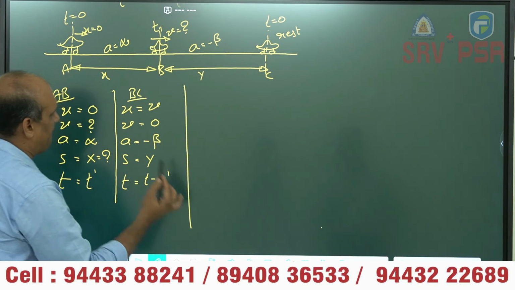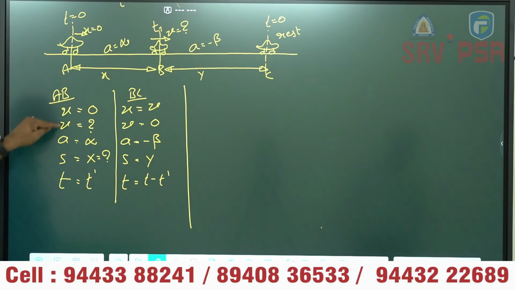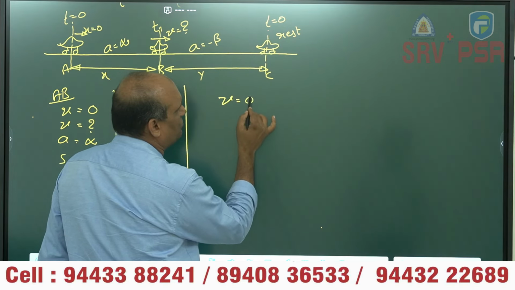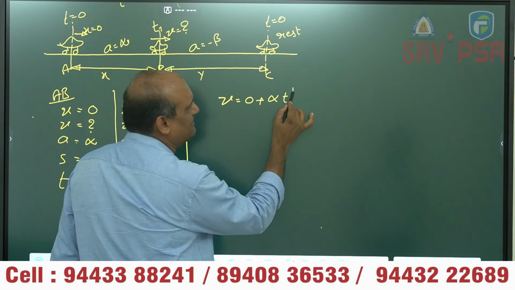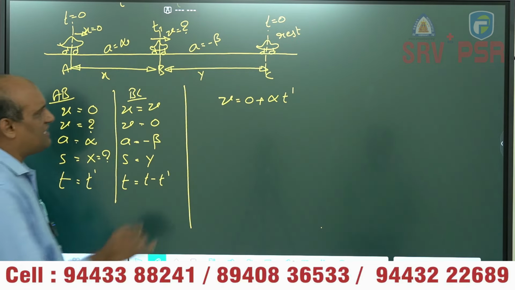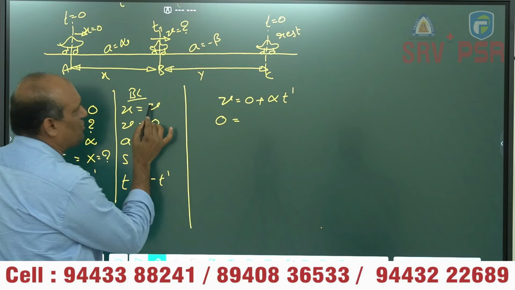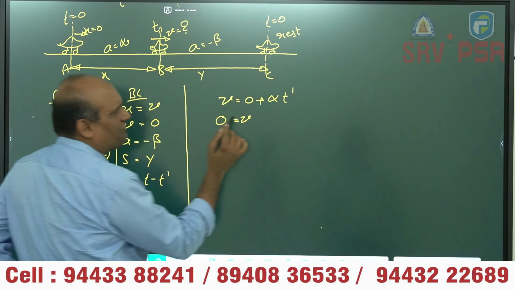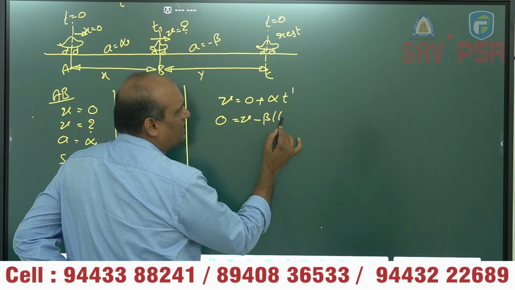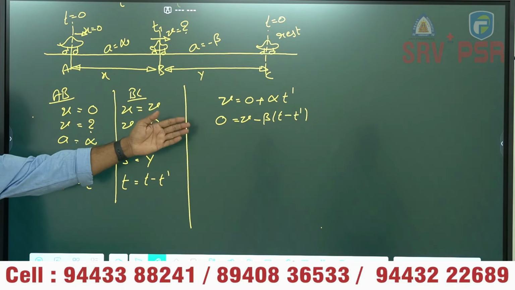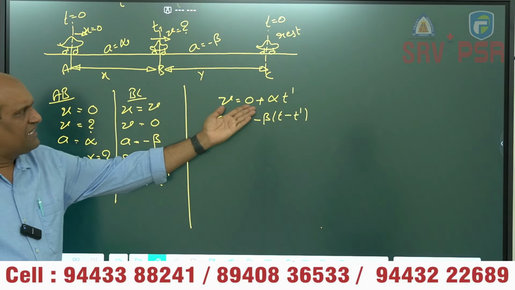So here, V equal to U plus AT. So the first equation is V equal to U plus A T dash. For the first part AB, I have applied the first equation. Now here, final velocity V, initial speed is V, final speed is 0, acceleration is minus beta into T minus T dash. So my first step, from here I can get the V value. Eliminate T dash, you will get the V value.